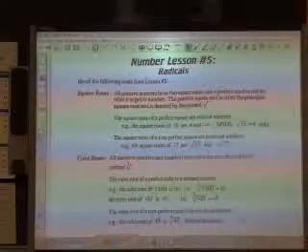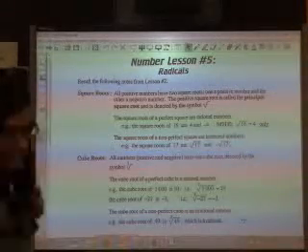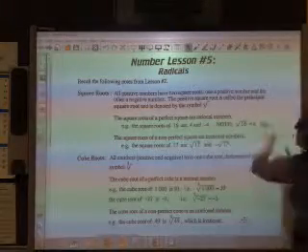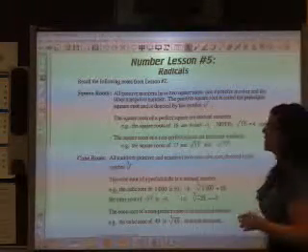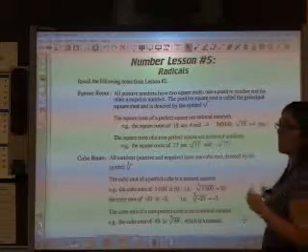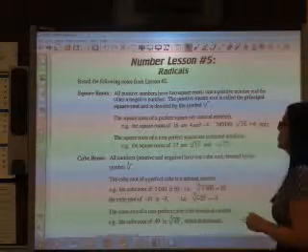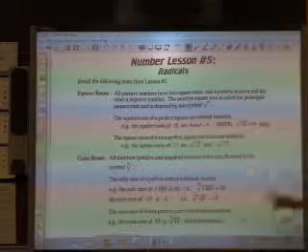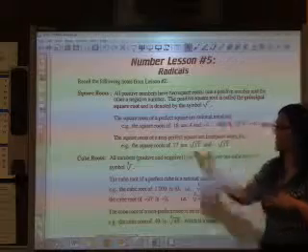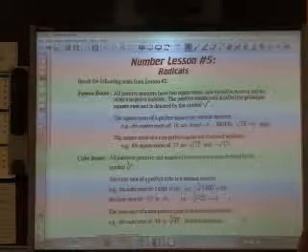Okay, so let's look at radicals. From lesson number 2, just to review square roots and cube roots. All positive numbers have 2 square roots, a positive square root and a negative square root. The positive square root we call the principal square root. And we use this radical symbol to denote our square roots.